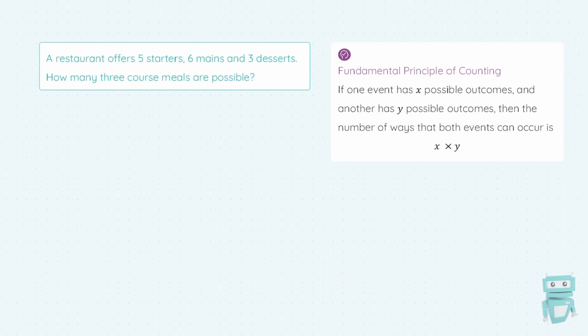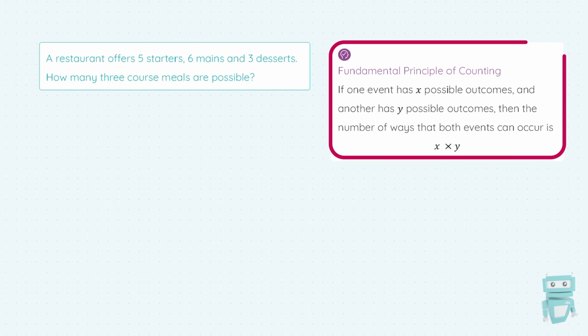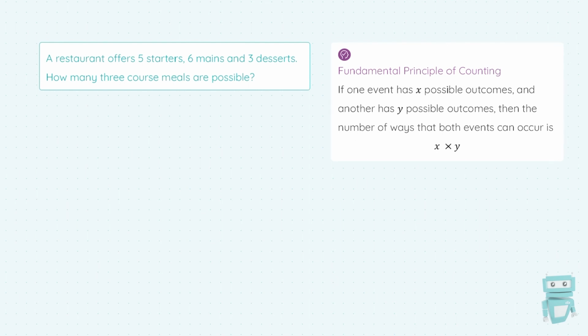So let's take a look at the definition of the fundamental principle of counting. It says if one event has X possible outcomes and another has Y possible outcomes, then the number of ways that both events can occur is X times Y. So basically we take the number of ways the first event can happen and multiply it by the number of ways the second event can happen. So let's take a look at a load of examples here to see this in action.